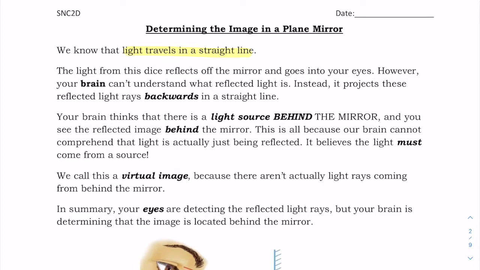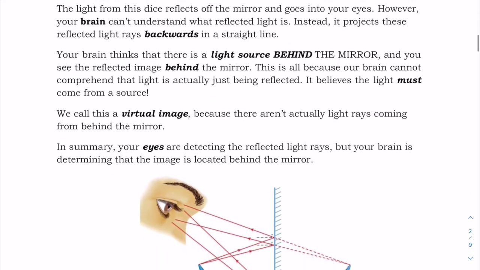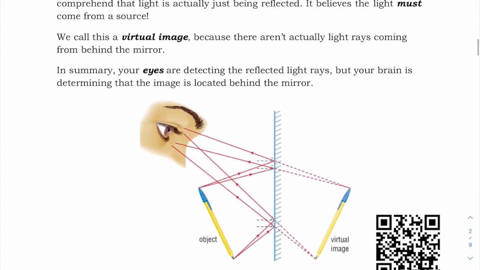The mirror is attached to a wall, and there's definitely not an object on the other side of the wall. The wall is opaque, meaning light can't actually pass through the wall. Our brains can't actually comprehend this, so it believes the light is coming from a source, which is why we call these virtual images. So the key thing to take away is virtual images are always formed whenever the light rays aren't actually coming from a source.